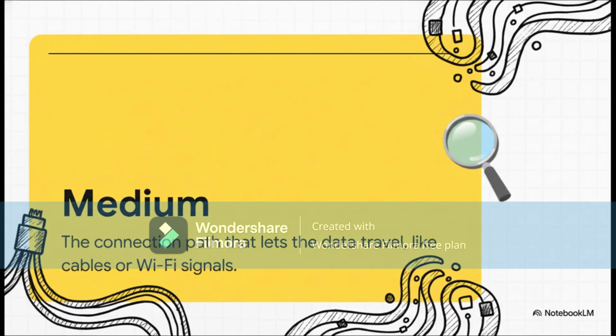And that brings us to our third component, the medium. This is the actual pathway that the data travels on. It could be something physical, like an Ethernet cable plugged into your computer, or it could be totally invisible, like the Wi-Fi signals carrying data right through the air.